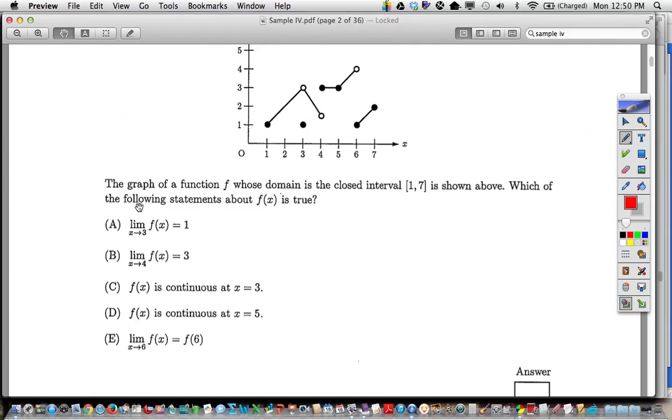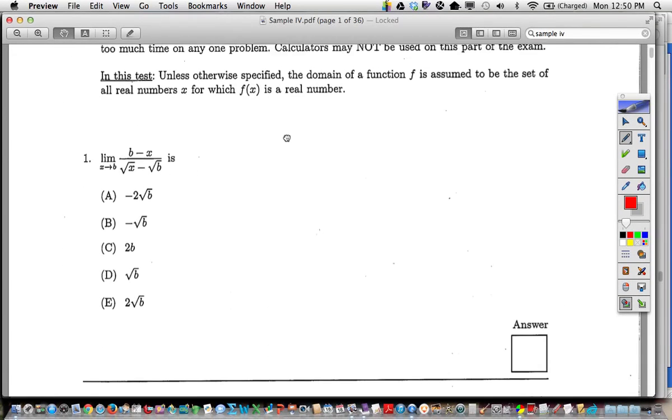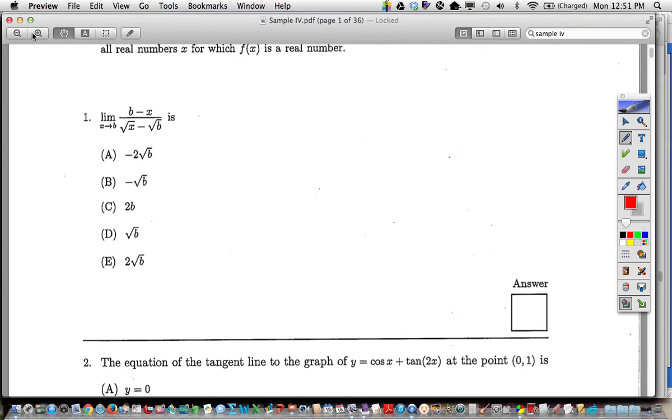Okay, so in February we're doing a midterm, and we'll be coming back and seeing some of the same stuff. Okay? So, let's do one other one. This relates to limits. This was problem number 1 on this practice test, right here.